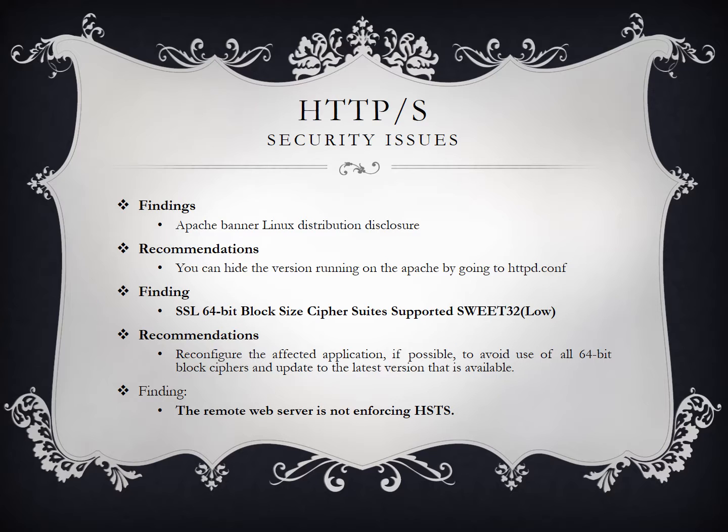With the HTTPS security issues, we have the Apache and Linux distribution disclosure, and this vulnerability makes it easy for anyone to find valuable information from the Apache server banner, like the version that you're running and what operating system you're running on your server. So it's very important not to disclose any information that's not needed.